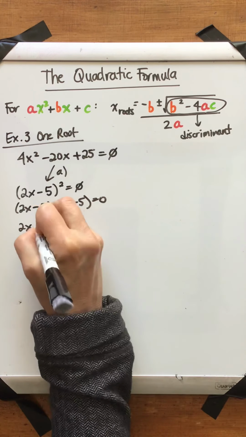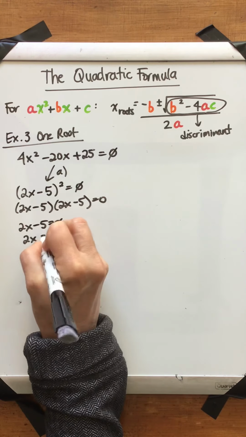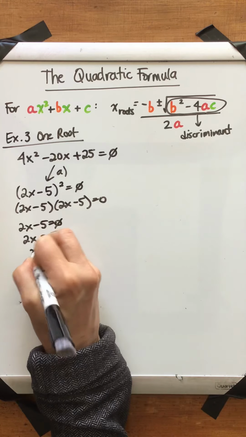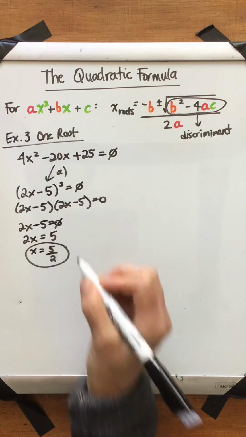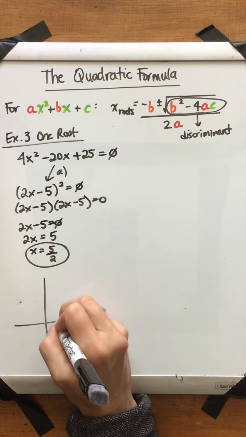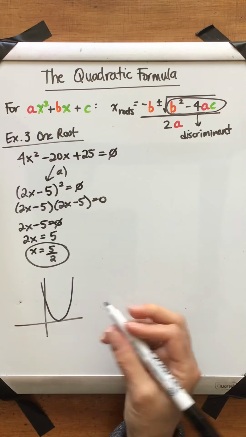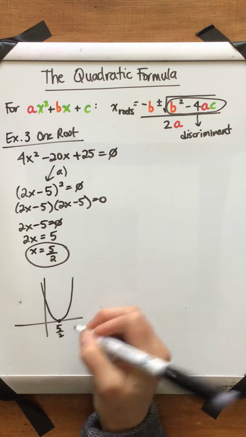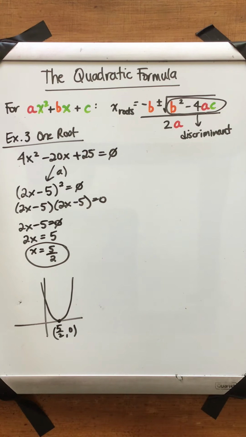So if I say 2x minus 5 is 0, I can then solve for x by adding 5 to both sides and then dividing both sides by 2 to get 5 halves. So there's only one root. It means that if we're sketching this, this parabola is upward, I know that by its a value, and it's just touching the x-axis at 5 halves. It's only got one root, or one x-intercept.